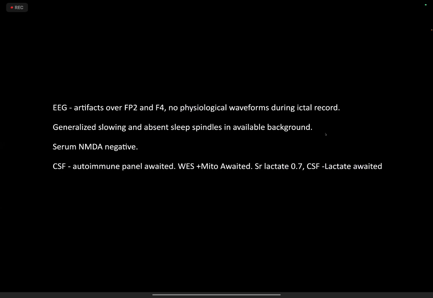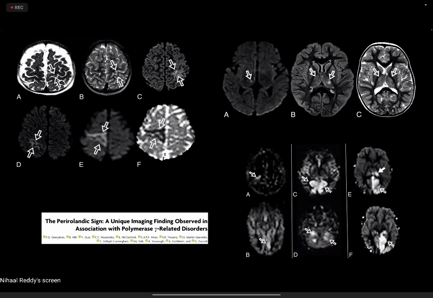So EEG picked artifacts over FP2 and F4 with no physiological waveform during the ictal record. Interictal record could not be gotten because the child was still having continuous seizures, so we could not get an interictal record. Whatever brief there was, no sleep markers were there during the interictal record. It was a generalized encephalopathic, whatever short background we could visualize. Despite that lesion being very superficial in the cortex, we could not actually pick up any epileptic discharges.